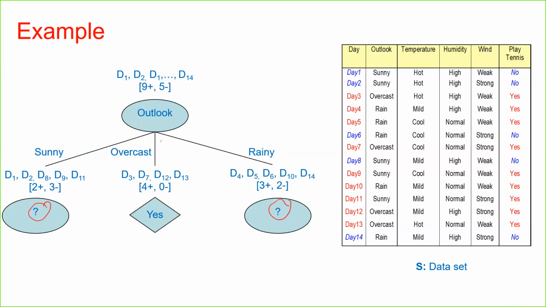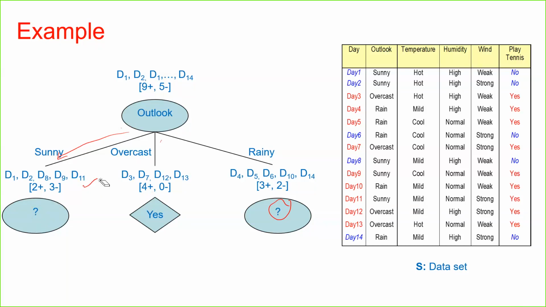You have to recalculate the same. We have to repeat the process, right? So now in this path, the outlook attribute is already checked. So you need not check for the outlook attribute again, but you can check it with respect to the other attributes. It means entropy before splitting, entropy after splitting.